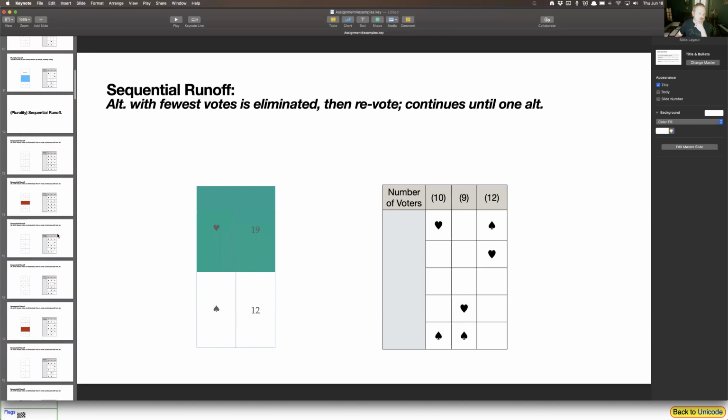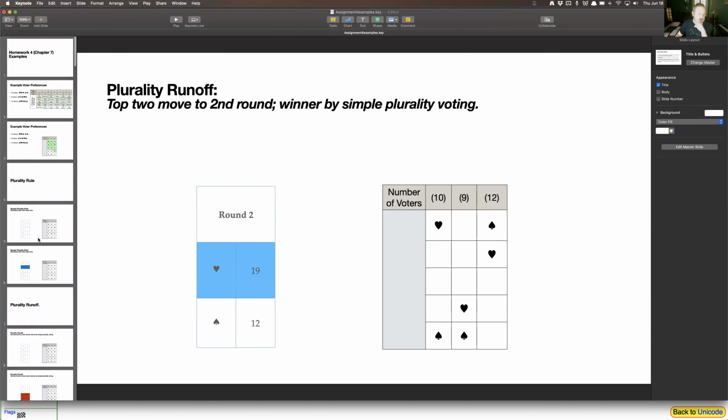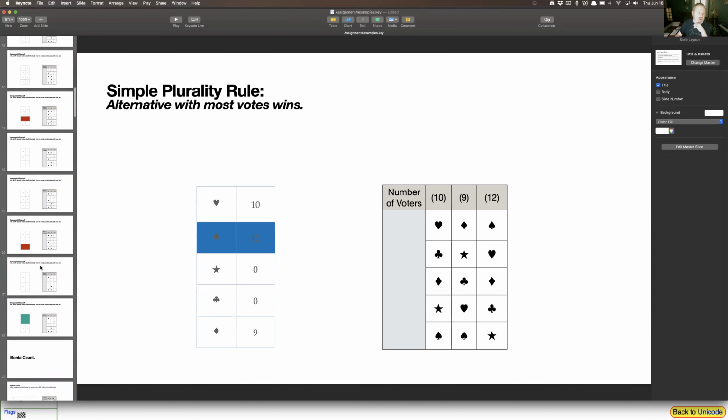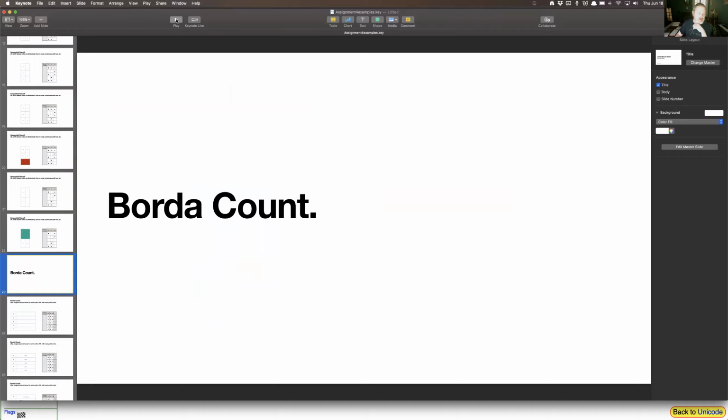And let's see, what did we get for the first 3? So hearts won plurality runoff, and spades won original plurality. So we have had some difference, all right? Now on to Borda count, all right? First, any questions on the plurality family?